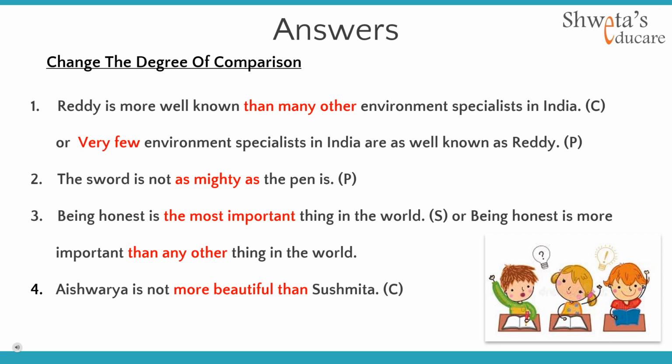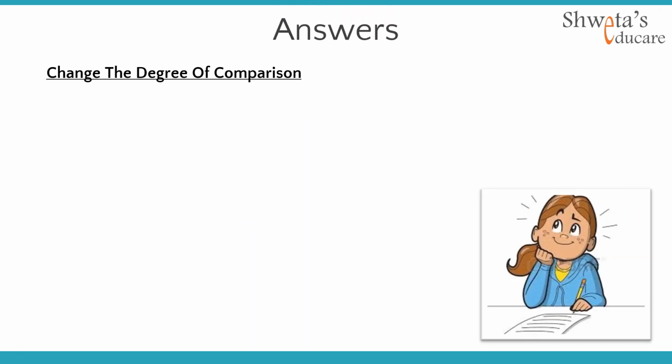Number 4, again a type 1 answer. Aishwarya is not more beautiful than Sushmita. Coming to our next answer. Sudha doesn't dance as well as she sings. Now it's the same type 1 example which we already did.